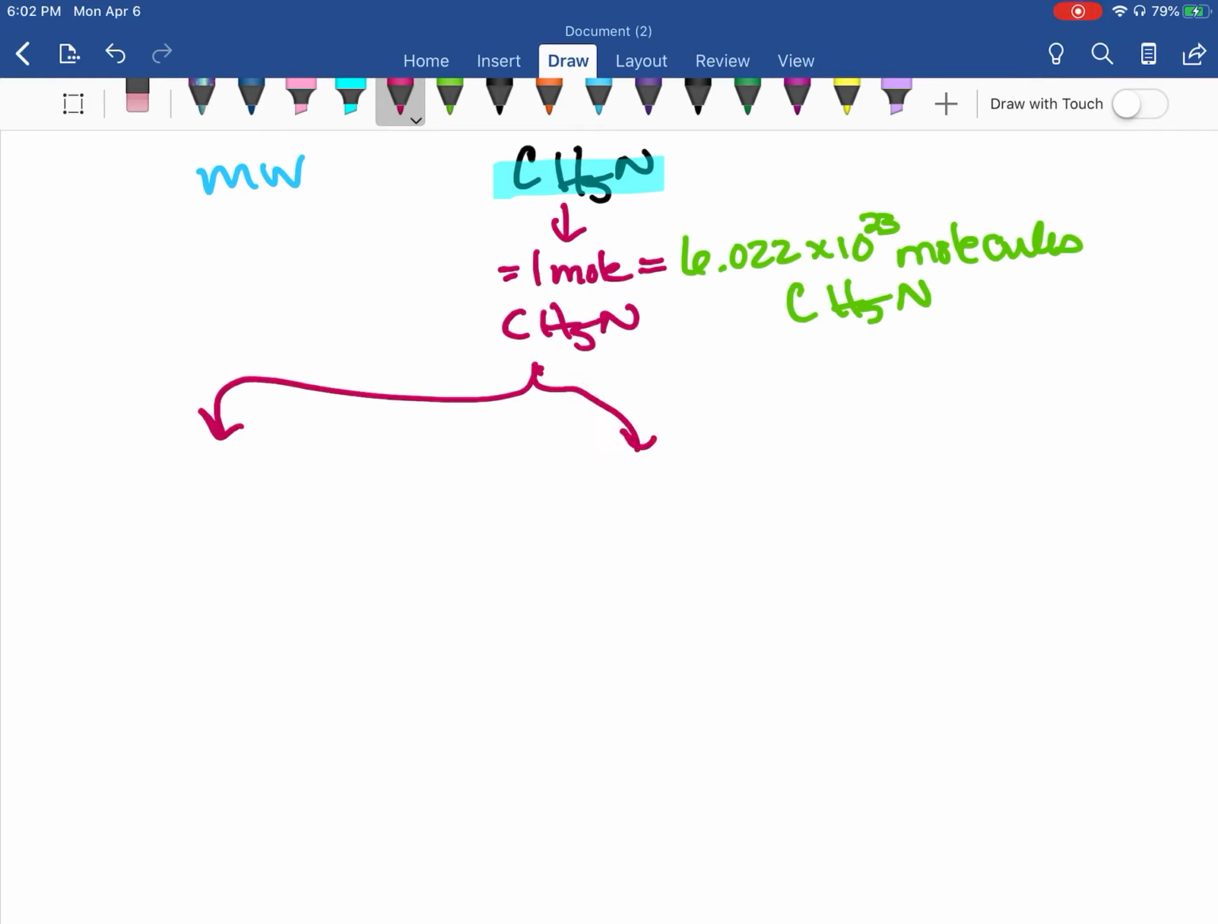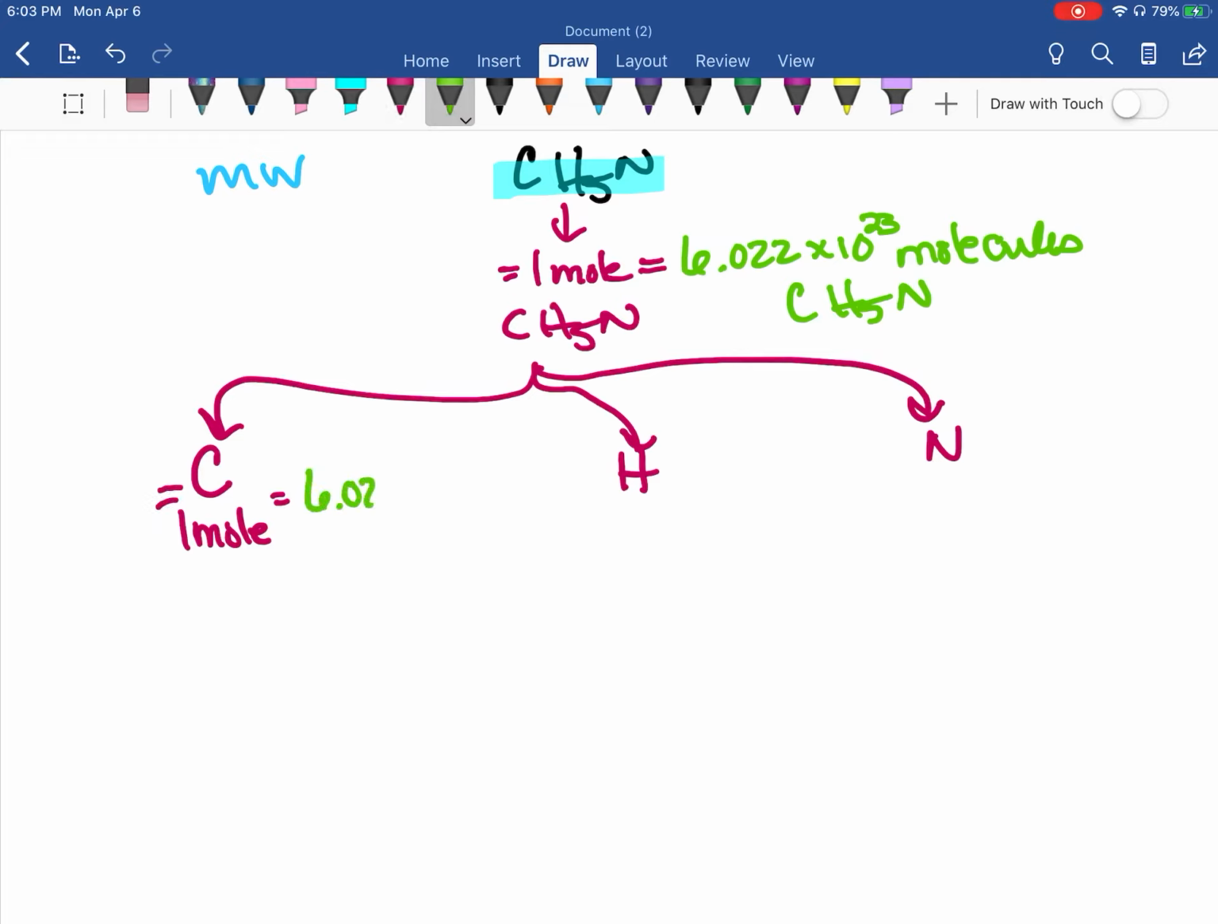This time we have 3 things in there. We have carbon, hydrogen, and nitrogen. So if we are looking at our carbon, we have only one of our carbons, so that is a mole. We have in there 6.02 times 10 to the 23rd carbon atoms. And then they weigh 12.011 grams.